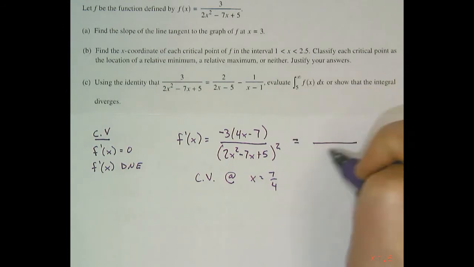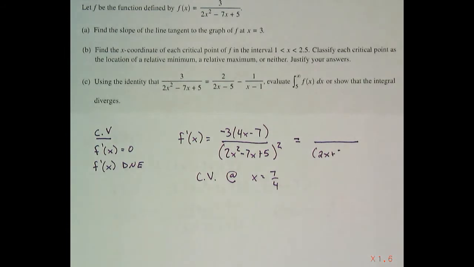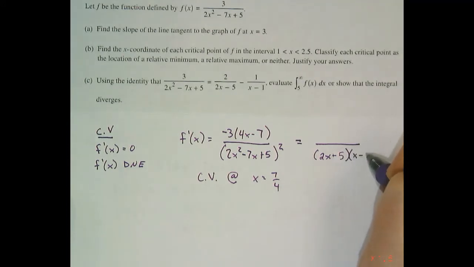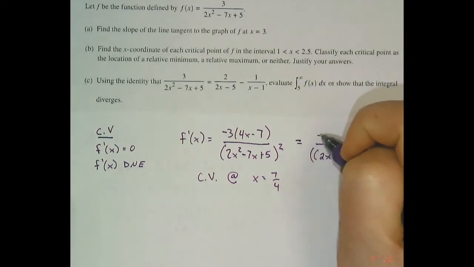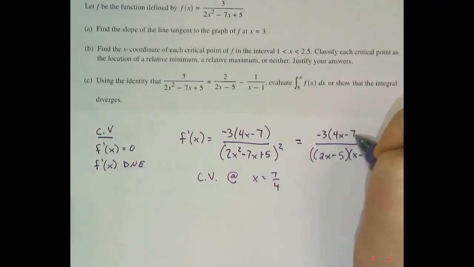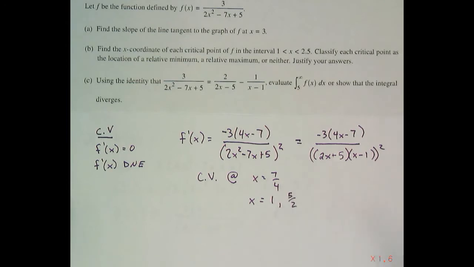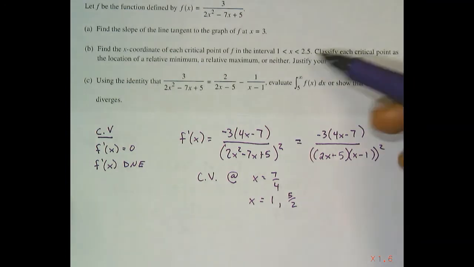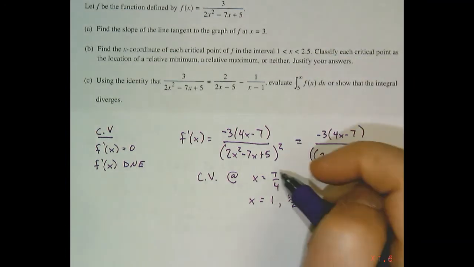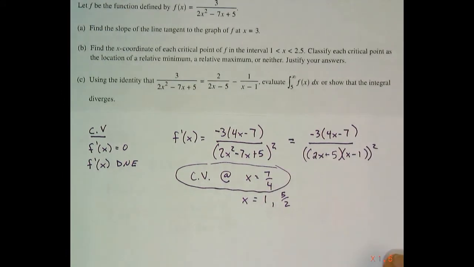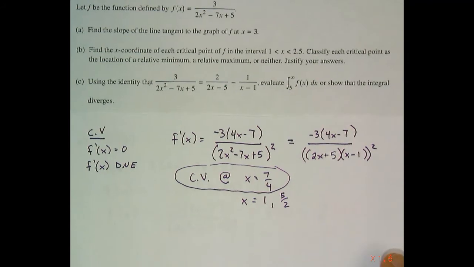Okay. If we were to factor the denominator, (2x minus 5) times (x minus 1), that value is squared. So there are critical values also at x equals 1 and x equals 5/2, but on the question they want us to not include the boundaries of 1 and 5/2. So those are outside the interval. So we're only going to examine the critical value at 7/4. And we want to determine whether this is a maximum, a minimum, or neither.